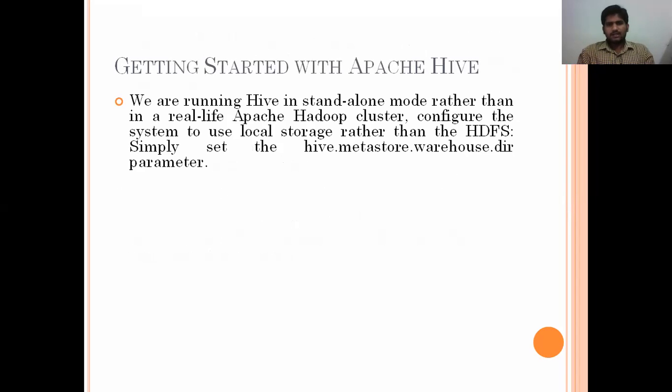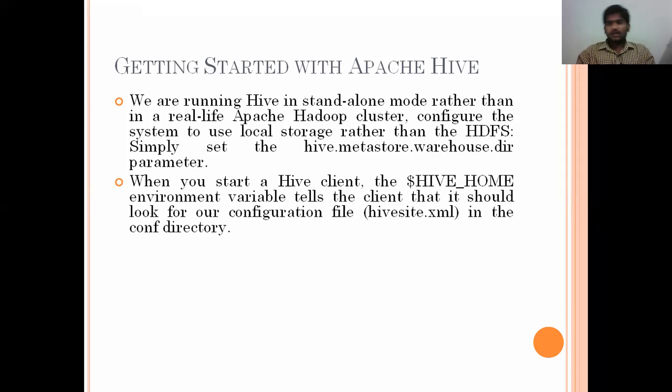So getting started with Apache Hive. We are running Hive in a standalone mode rather than a real-life Apache Hadoop cluster. So configure the system to use local storage rather than HDFS. Simply set hive.metastore.warehouse.dir. This is the parameter we are going to pass to set local or real-time mode, for local storage rather than HDFS storage.